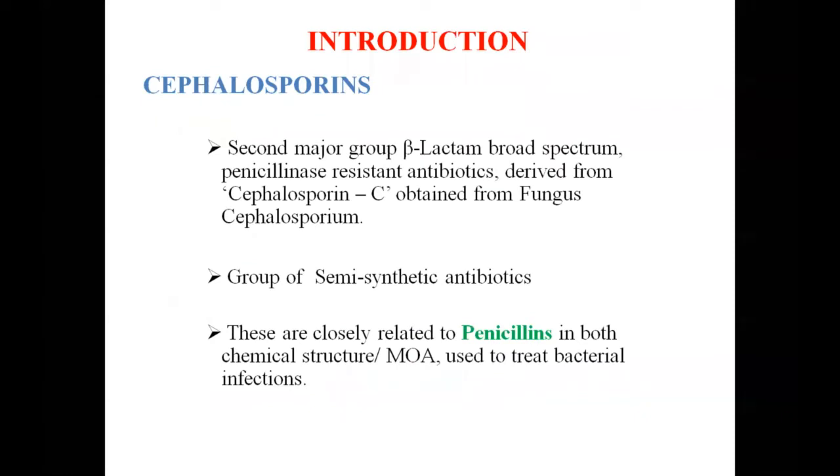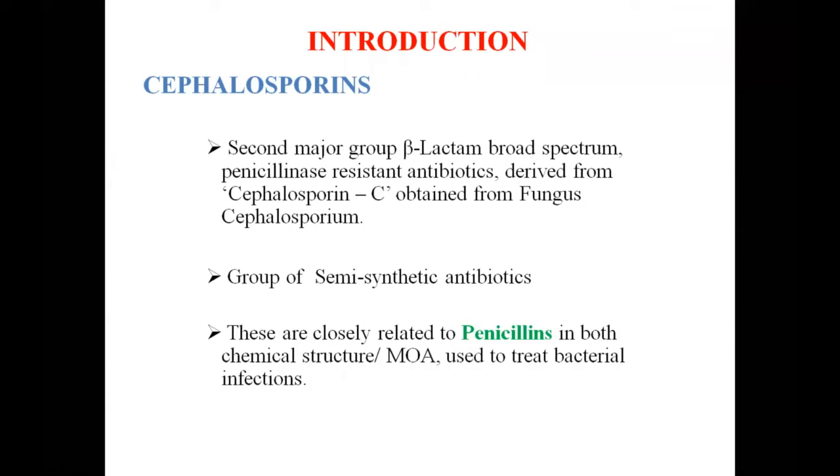Now coming to the introduction, as I told you, the cephalosporins, they are the second major group of the beta-lactam broad spectrum antibiotics. These are penicillinase resistant antibiotics, and they are derived from the cephalosporin C, which is obtained from the fungus, that is Cephalosporium. Now, by doing a chemical modification of the basic structure of the cephalosporin, we are able to get a large number of semi-synthetic antibiotics, and these are further divided into the first, second, third, fourth, and the fifth generation of the cephalosporins.